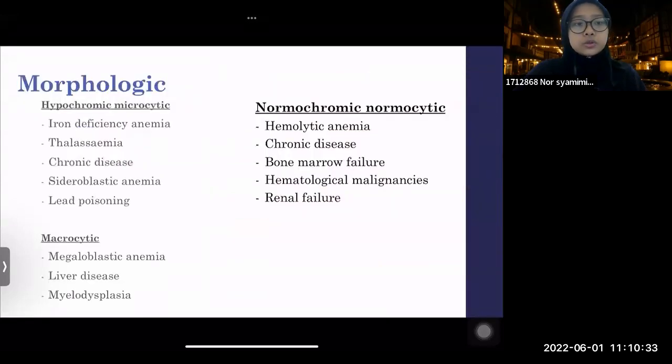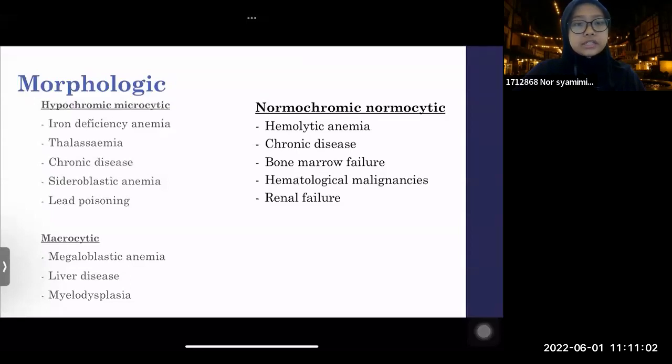Anemia can also be classified by morphologic classification, based on the red blood cell indices, which are the mean corpuscular volume and mean corpuscular hemoglobin. It is divided into hypochromic microcytic, which consists of iron deficiency anemia, thalassemia, chronic disease, sideroblastic anemia, and lead poisoning. Or macrocytic anemia, which is usually caused by megaloblastic anemia in vitamin B12 and folate deficiency.